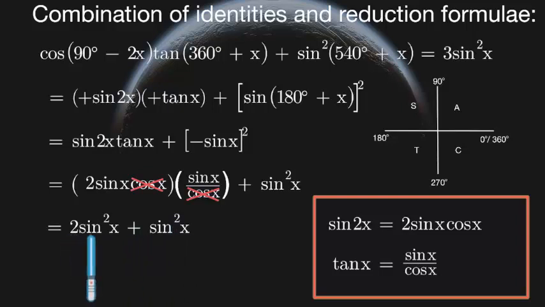Now here we have 2 sine squared x plus sine squared x. They are exactly the same because they've got the same angle. So they're actually in the same triangle. So we've got 2 of these ratios plus 1 of these ratios, which gives us 3 sine squared x. And that is equal to our right side.